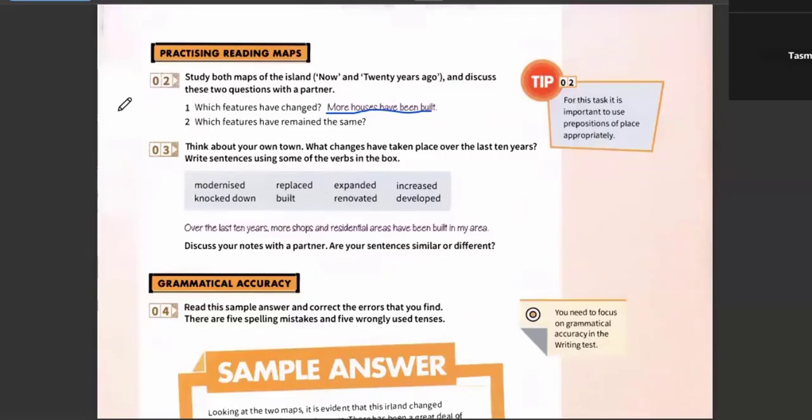Miss, I'm done. Yes, go on. Over the last 10 years, my area has been modernized in many ways. A lot of facilities for the people has been developed over the last 10 years. Many facilities have been developed, okay, not has, because you're saying many. Yes, okay. Have been developed over the last 10 years.